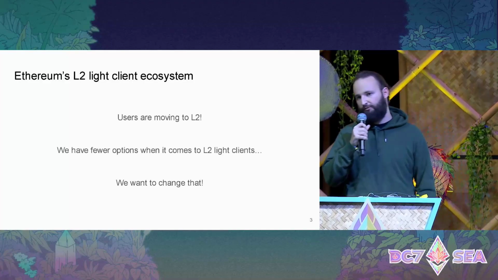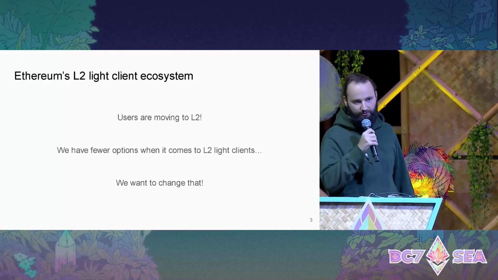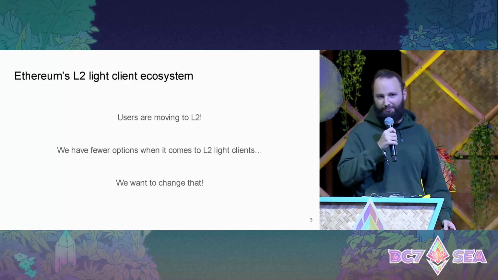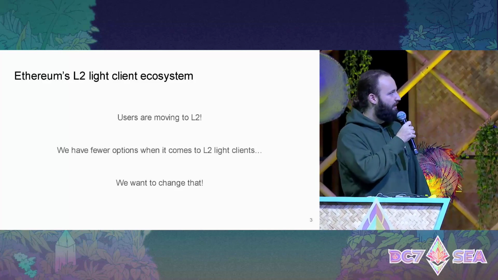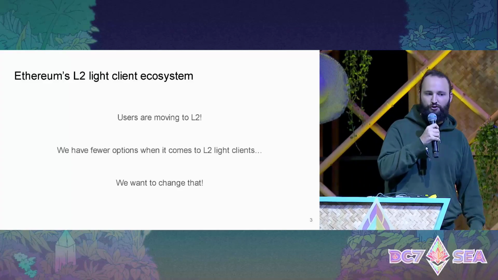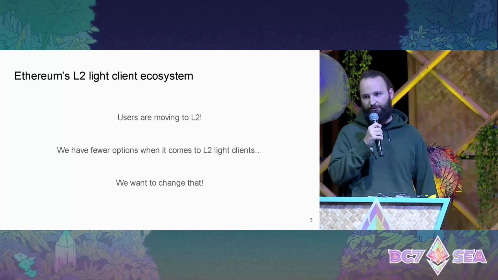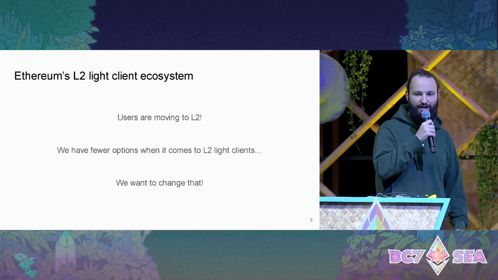But we do have a problem, and that problem is that users are moving to L2s. And while this is not necessarily a problem itself, L2s are awesome. They're giving us cheap and plentiful block space. It is a problem because we have fewer options when it comes to L2 light clients. But we would like to change that.